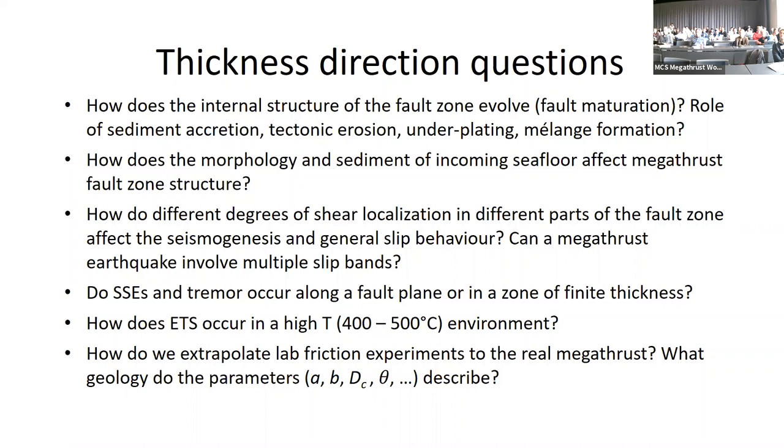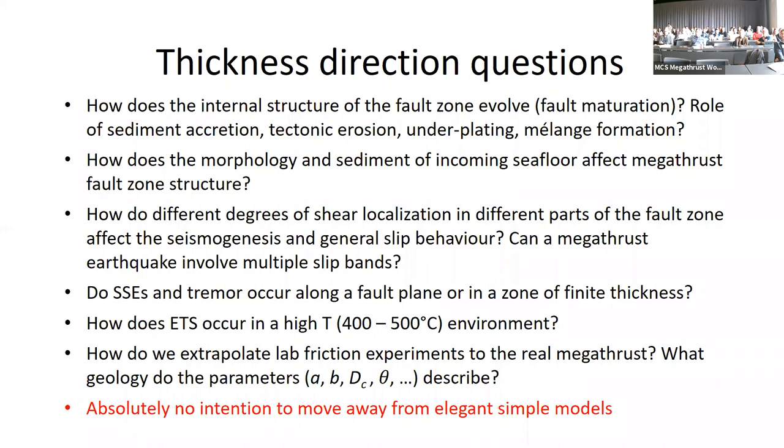So there are a lot of complications, but I want to make it clear that I have absolutely no intention to move away from elegant, simple models. The reason we want to understand the complications is not to make the model more complicated. The reason we want to understand the complications in reality is to make the model simpler. To understand the basic physics, you have to understand complications. Only by understanding complication can you understand the governing underlying physics. So we need complex models for sure, especially for application purposes, but we need simple models to understand physics.